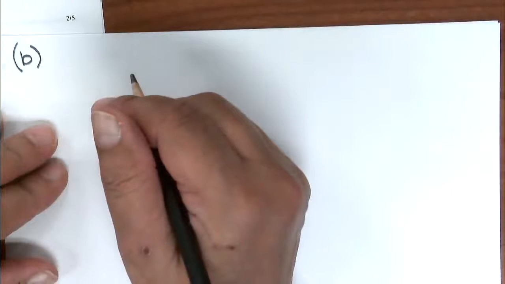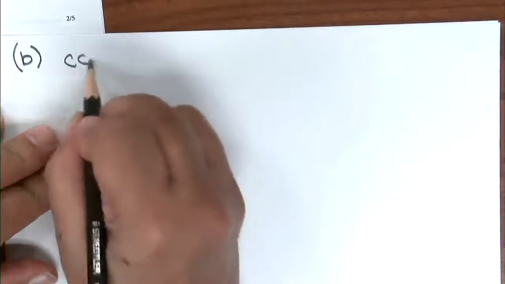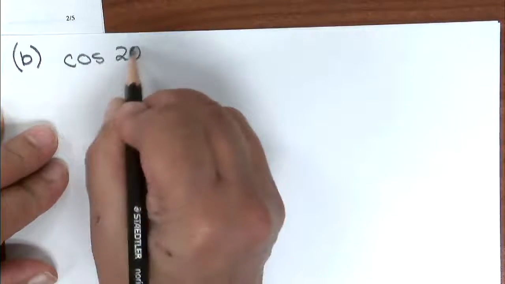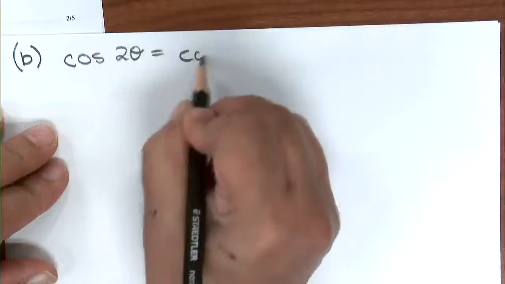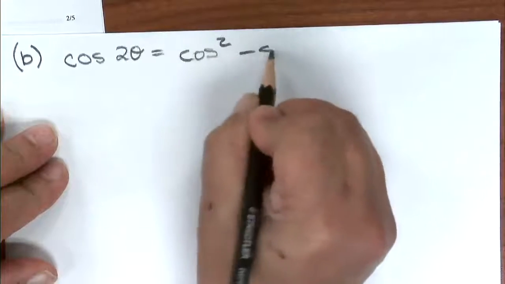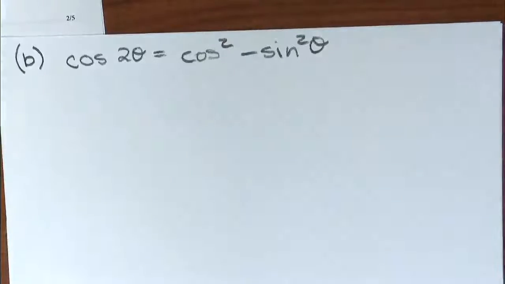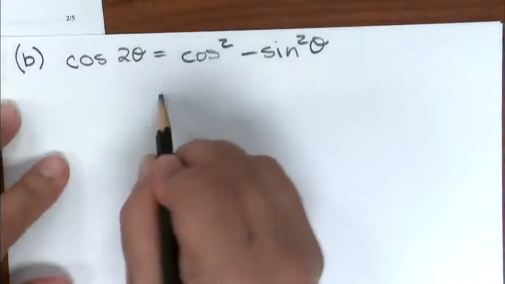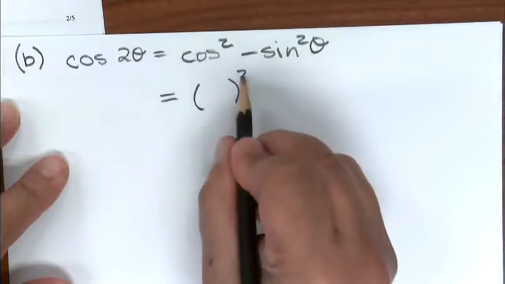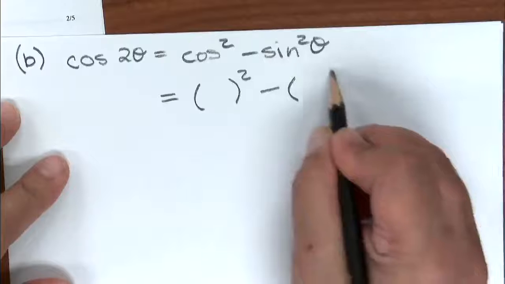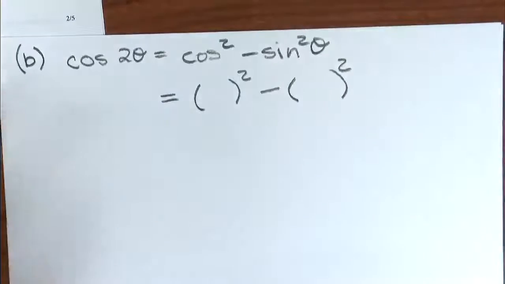Here's part B. Part B is we're doing cosine of 2 theta. Use whichever one of the 3 formulas you like. I'm going to do cosine squared minus sine squared. I'm going to square on my cosine. This one, it does matter which one you put first or second because you're subtracting. But when you're multiplying, it doesn't matter. But try to follow the formulas.